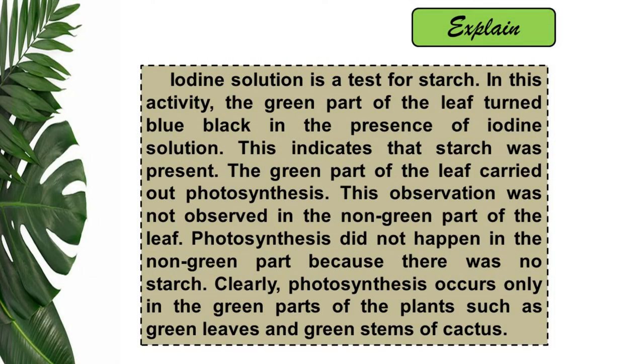And as an explanation to the activity, iodine solution is a test for starch. In this activity, the green part of the leaf turned blue-black in the presence of iodine solution. This indicates that starch was present. The green part of the leaf carried out photosynthesis. This observation was not observed in the non-green part of the leaf. Photosynthesis did not happen in the non-green part because there was no starch. Clearly, photosynthesis occurs only in the green parts of the plants, such as green leaves and green stems of cactus.